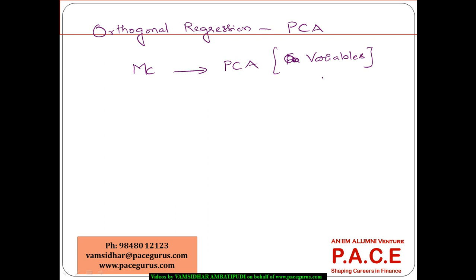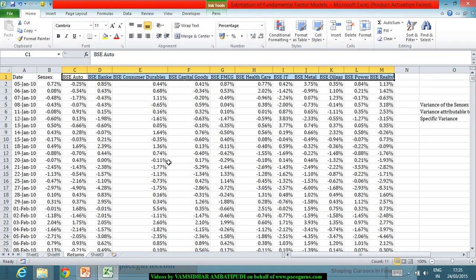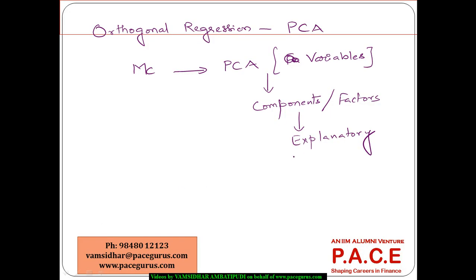Whatever comes out of this principal component analysis, we call them components or factors. Whatever components or factors come out of the principal component analysis, use them as the explanatory or independent variables now, instead of the original 11 variables. Instead of these 11 variables, use the new variables that are getting created using the principal component analysis, right?